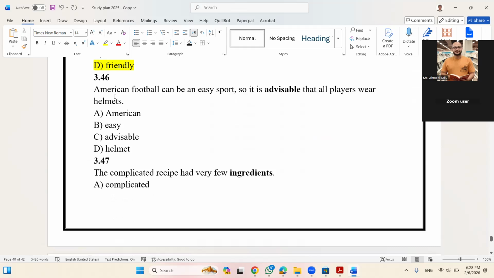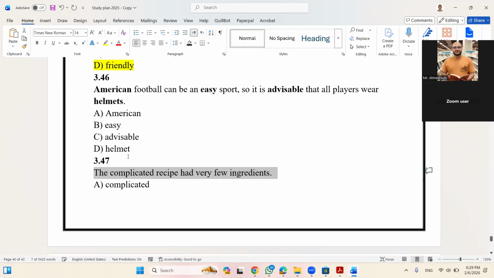American football can be an easy sport. So it is advisable that all players wear helmets. Easy is wrong. This is a problem. It is dangerous, not easy. Advisable means that it's preferable. You'd better wear a helmet.